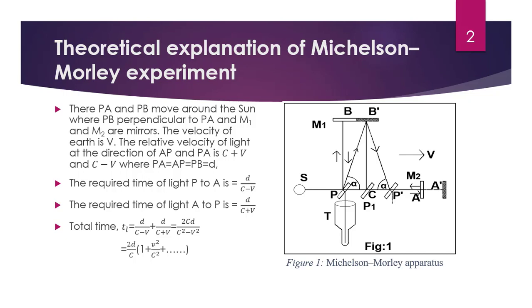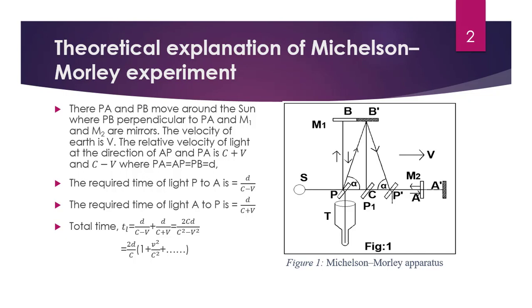Theoretical explanation of the Michelson-Morley experiment. Let PA and PB move around the sun. Let PB be perpendicular to PA, and M1 and M2 are mirrors. The velocity of Earth is v. The relative velocity of light in the directions AP and PA is c plus v and c minus v, where PA equals AP equals PB equals d.